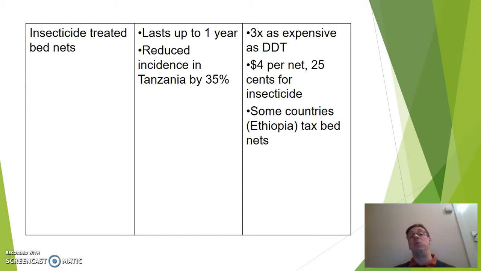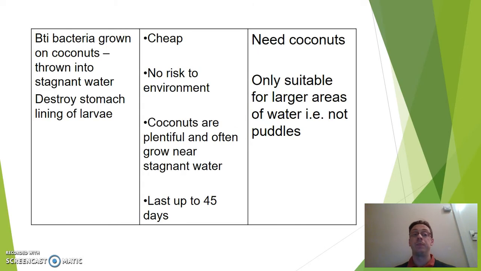Some nations, I say Ethiopia as an example, tax them. So they are expensive things. And if you're talking about areas where poverty is as real an issue as it is in some of these areas, it puts people off using them.